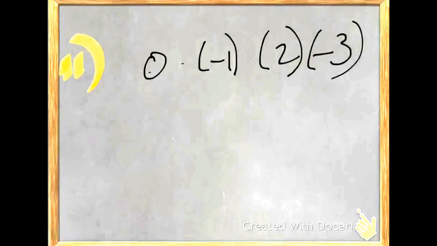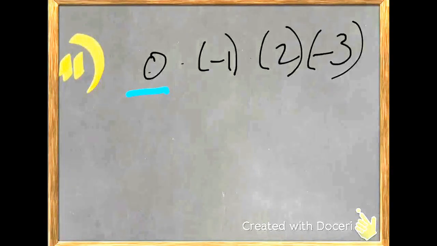All right. This one is a trick because of that. Anytime we're multiplying by 0, and this is all multiplication in between here, the answer is going to be 0.